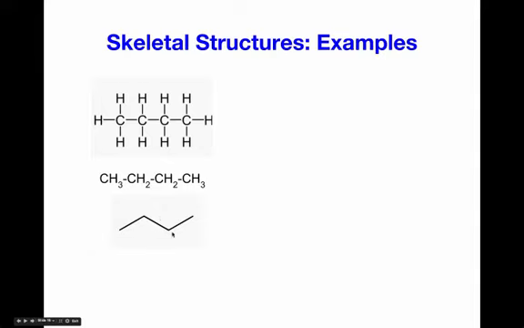Same thing with this invisible carbon. You can see this carbon making 2 covalent bonds, so there must be 2 invisible bonds that you can't see in addition to this carbon. So there must be 2 hydrogens attached here. This invisible carbon at the end is making only 1 covalent bond that you can see, so there must be 3 hydrogens attached there. So this is an example of a skeletal structure for butane.